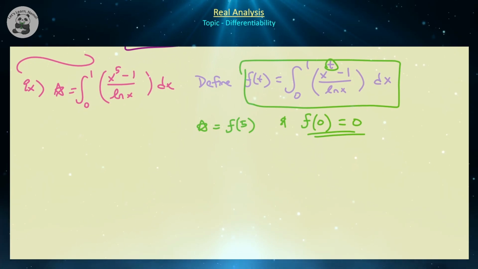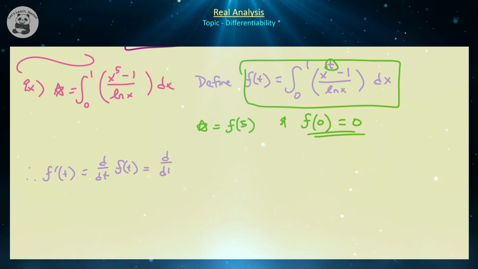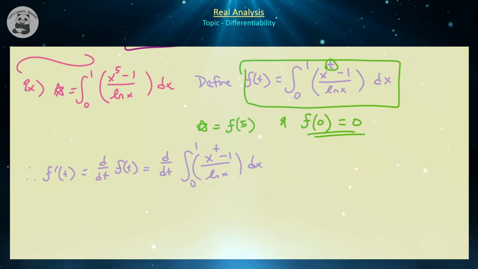So I have this f of t. Now I'm going to find f prime of t. So that's the derivative of f with respect to t. So that's going to be equal to the derivative with respect to t of the integral from 0 to 1 of (x to the power of t minus 1) over the natural log of x, dx.